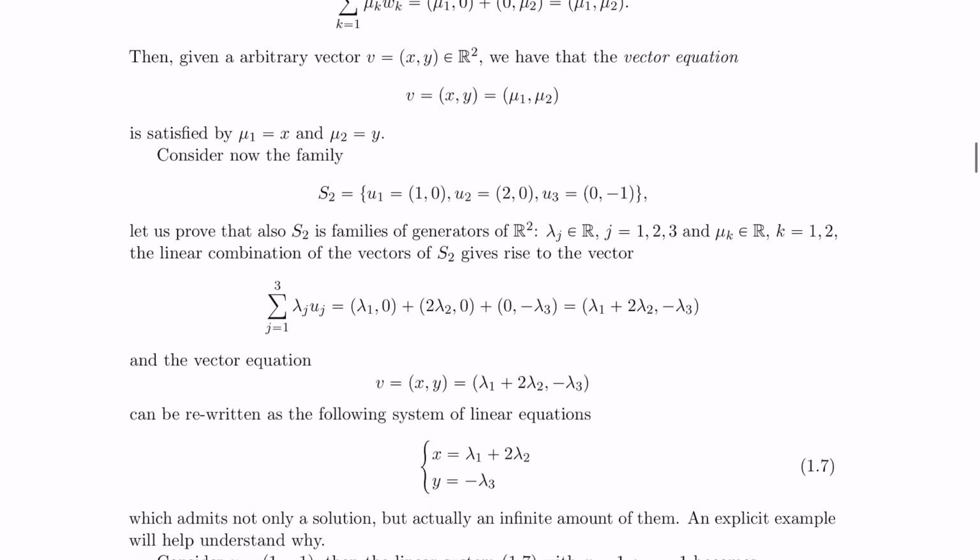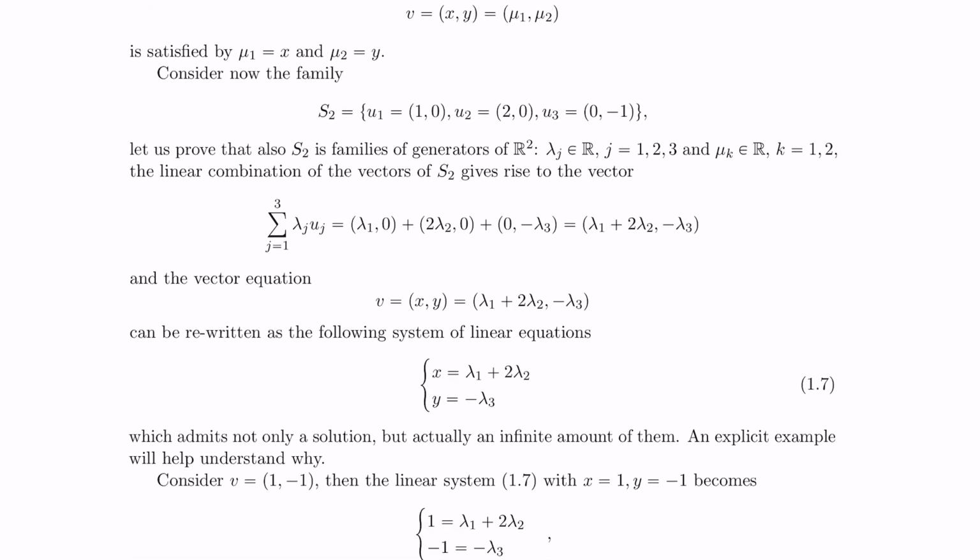This time it is a little bit more complicated because we have to equate x to this first component and y to this second component. What we obtain is this system of linear equations that can be proven to admit not only one solution, but actually an infinite amount of solutions. In chapter 3, we are going to show how to solve in a very efficient way systems of linear equations, and we will understand why there are infinite solutions to some kinds of systems of linear equations.